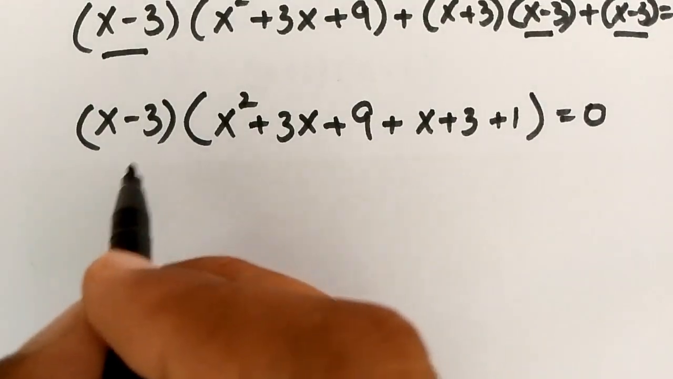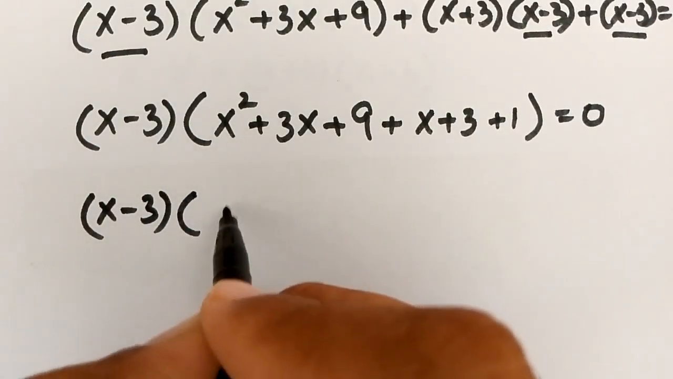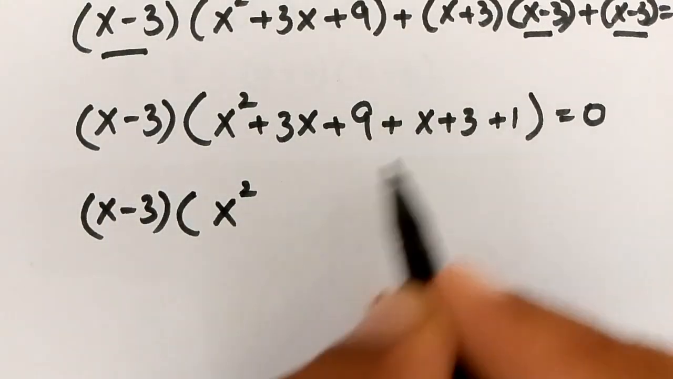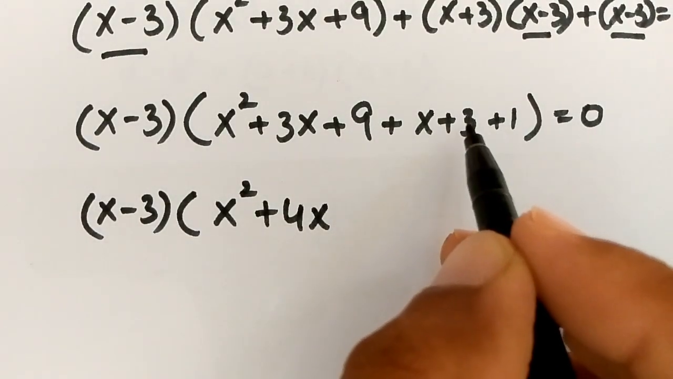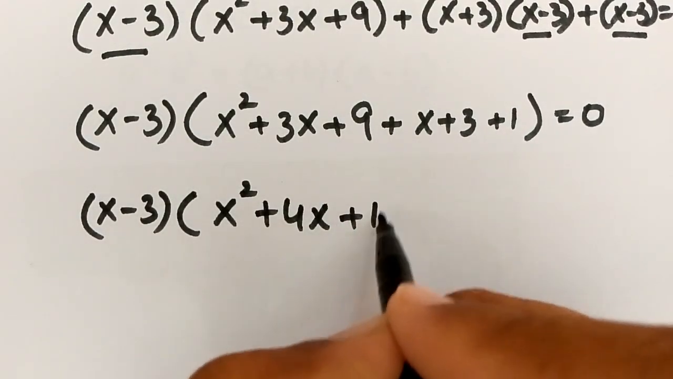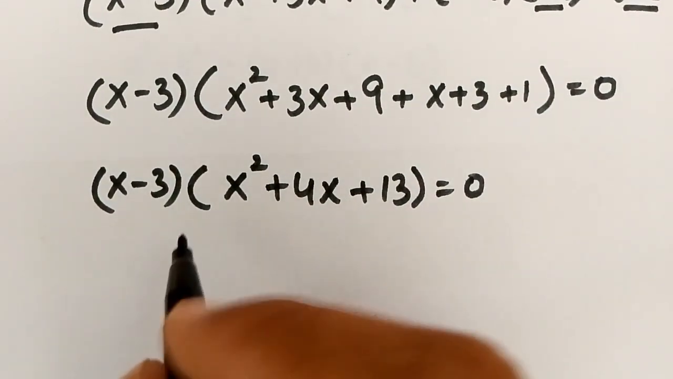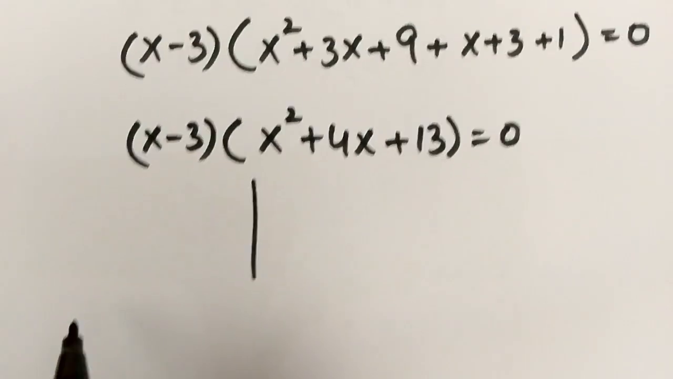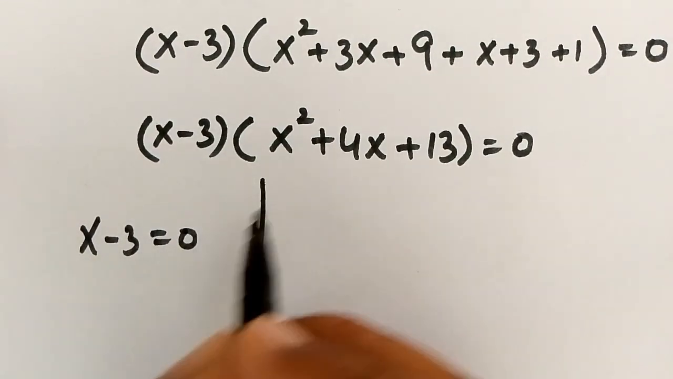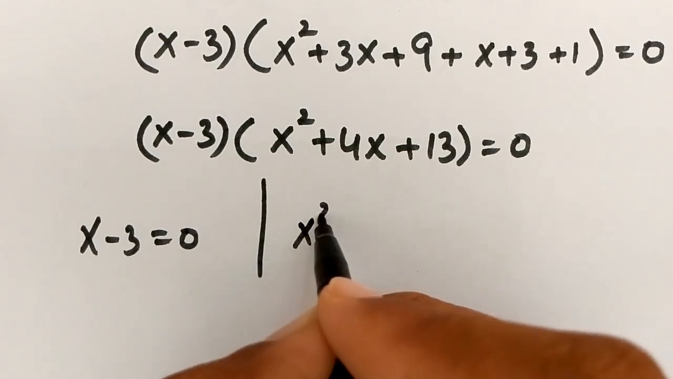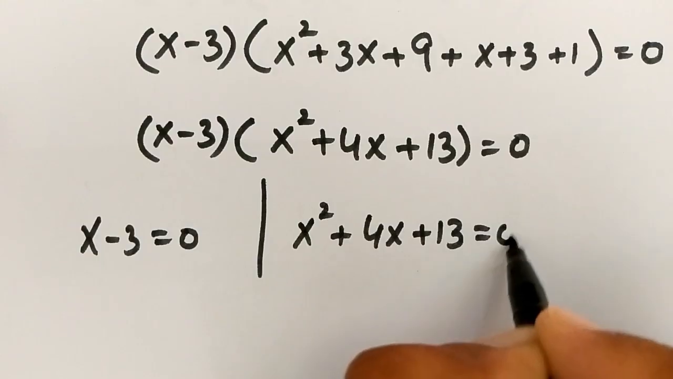Now, in the next step, x minus 3 times x square plus 3x plus x, this is equal to 4x, 9 plus 1 is equal to 10, 10 plus 3 is equal to 13, plus 13, which is equal to 0. Now to solve this, we obtain two cases. Case number one is x minus 3 is equal to 0, and case number two is x square plus 4x plus 13 is equal to 0.